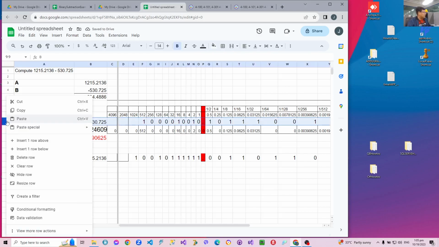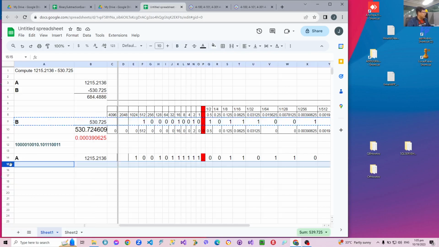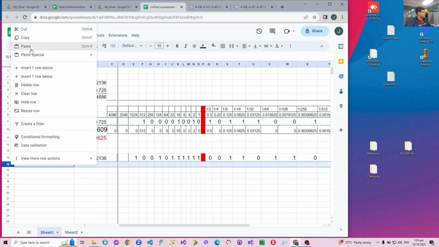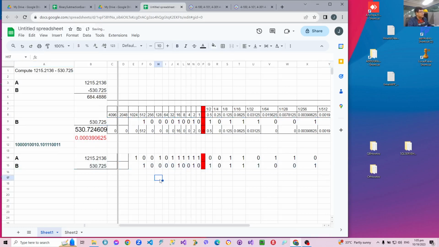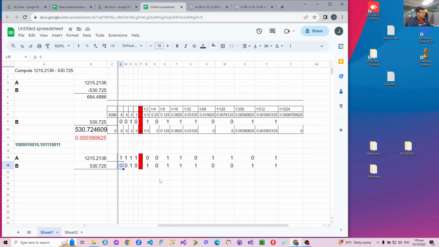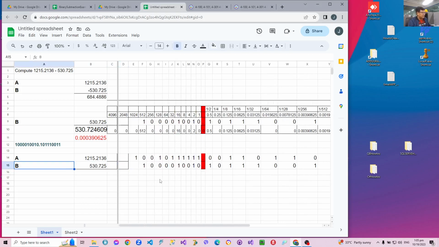We can now copy this and compare with the bits in A. Now let us compare both the integer part and the fractional part. In the fractional part, they have the same number of bits, so we don't need any adjustment. On the integer part, we know that B is shorter than A, so we pad it with a leading zero.